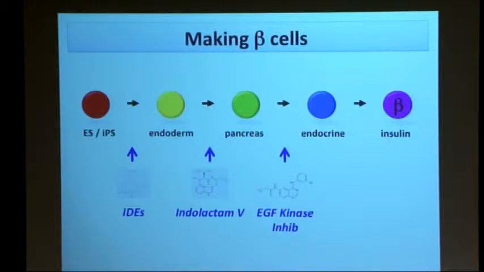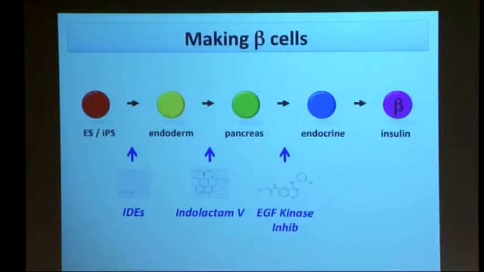And the trick is to tell the cell that it should first become endoderm. For those of you that didn't do developmental biology, the endoderm is the embryological part that makes all the organs that run from your mouth to your anus. So your esophagus, your lung, your liver, your pancreas, your stomach, your intestine, all come from the endoderm. After you tell a cell to become endoderm, it then has to become pancreatic.